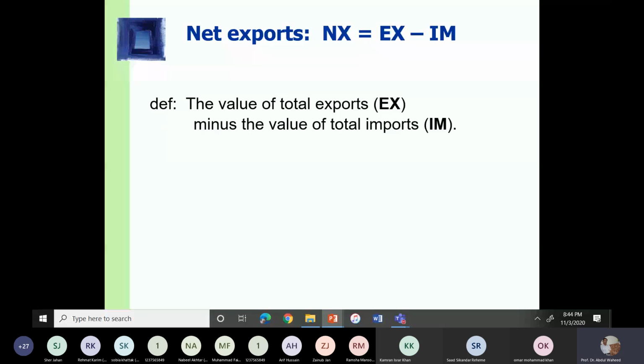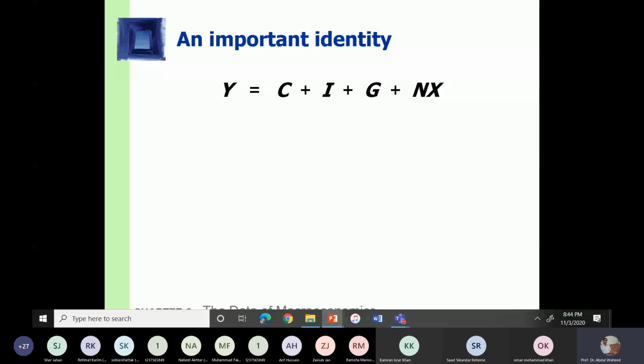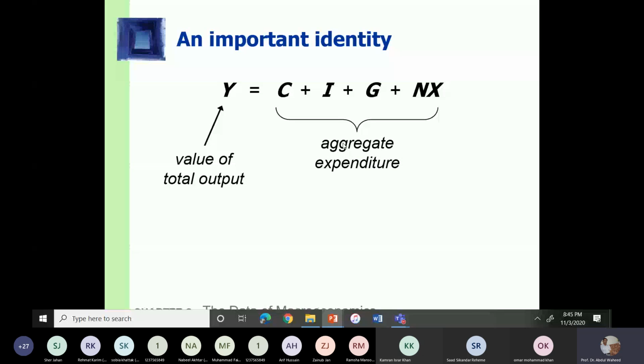So the value of total export minus the value of total import is net exports. So this is the important identity, national income identity, that Y equals C plus I plus G plus NX. So this is your GDP, this Y, and these are the components. Okay. This is the value of total output. So this value of total output is your total output, this is your total income, and this is also your GDP. And this is aggregate expenditure. So हम aggregate demand भी कहेंगे ना. This is aggregate expenditure, aggregate demand.